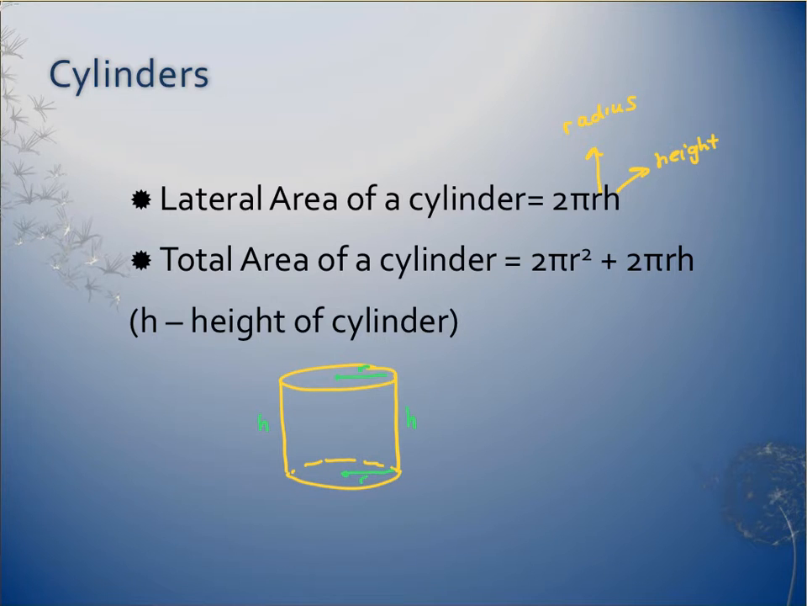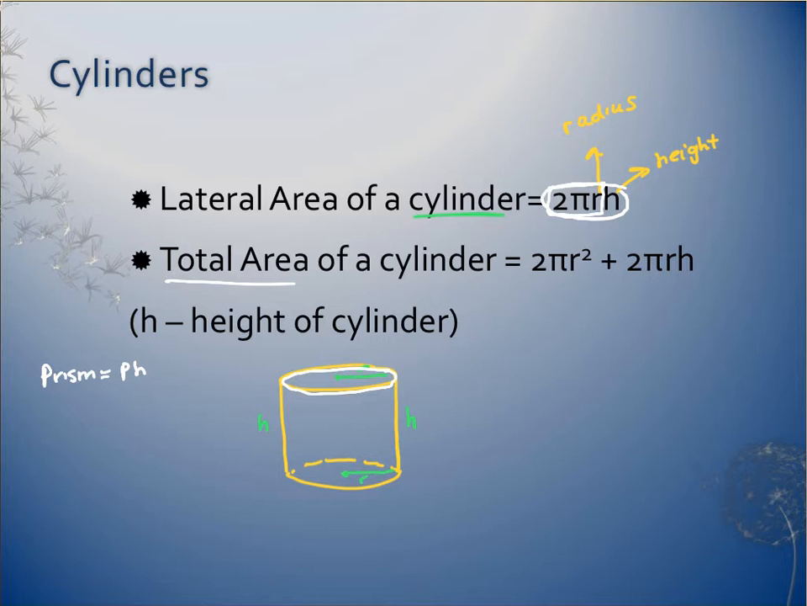So basically, a cylinder is like a prism that has a circle as its base. If you remember the formula for a prism, it was perimeter times height. The perimeter of a circle is the same thing as circumference, and circumference is 2 pi r. So they're basically the same thing, except now we're making the base specific to a circle. So lateral area of a cylinder is 2 pi r h.